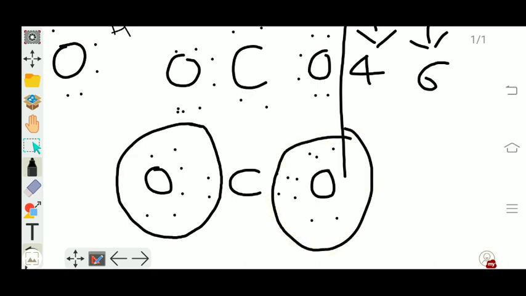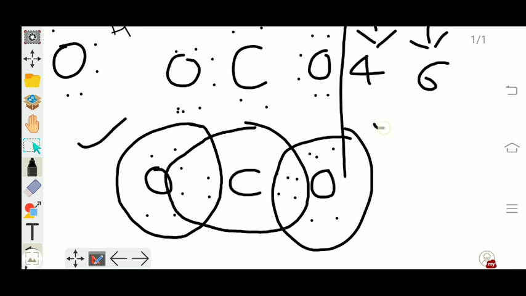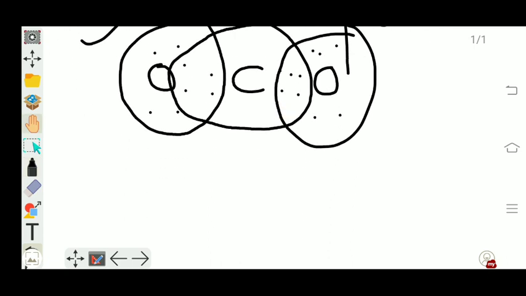Now carbon must have how many electrons to attain stability? 8 electrons. Now see here, 1 to 8. Carbon has completed its octet rule. Oxygen also has completed its octet rule. Now I will draw the bond line structure.